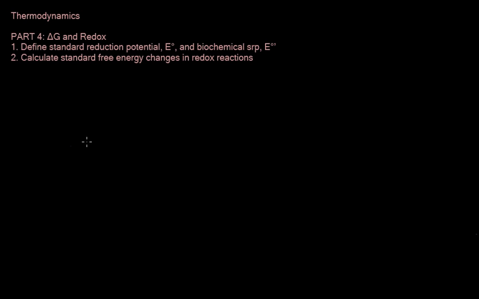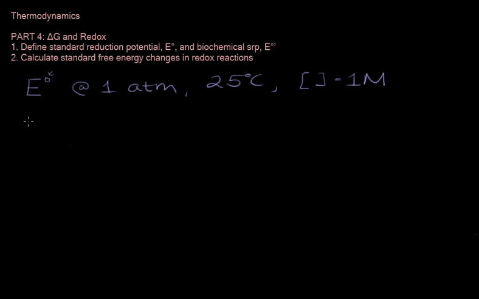Okay, so E naught, as you can see the naught, this means that this occurs at the standard chemistry conditions. So this is at 1 atmosphere, 25 degrees Celsius, and everything is at a concentration of 1 molar. Okay, so this is really the standard, this E would typically mean the reduction potential. And with that little naught, that means it's standard.